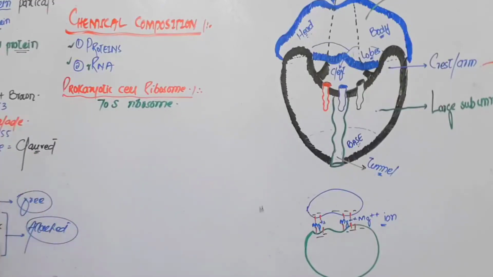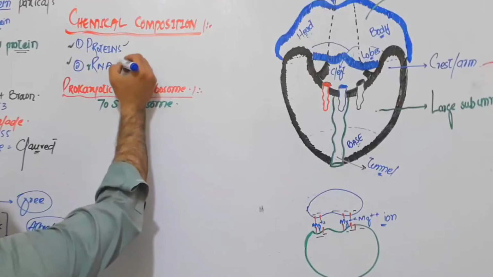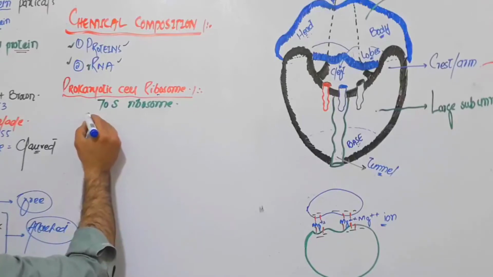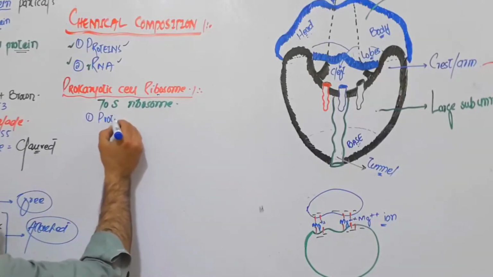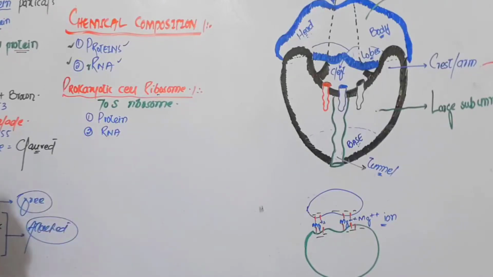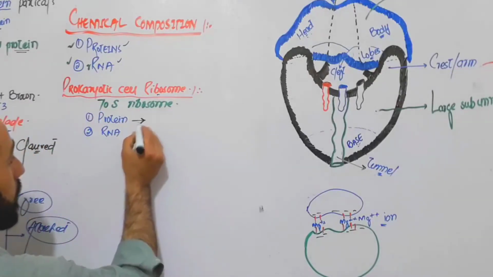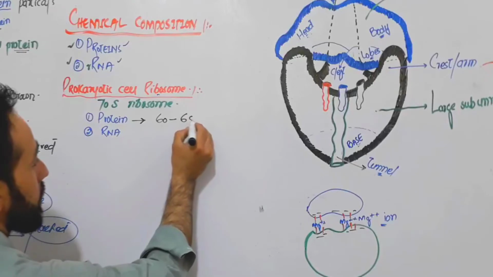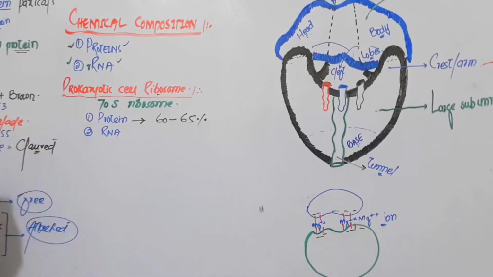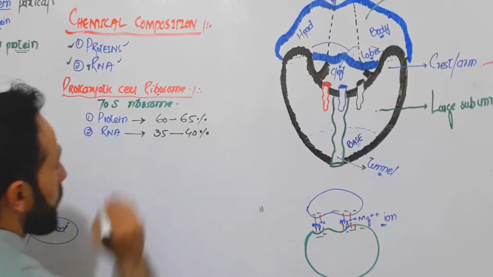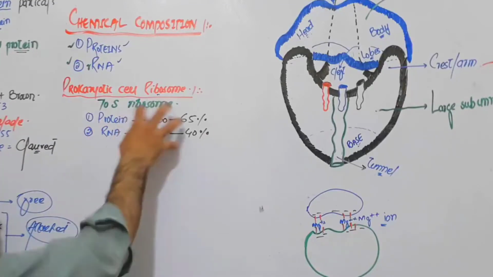Done. And this 70S, you know, has one large subunit and one small subunit. Other than this, you know that this ribosome is made up of protein and RNA, right? So what is the percentage of proteins? We should know this. And what is the percentage of RNA? We should also know this. So in a 70S ribosome, the percentage of protein we should know as 60 to 65%, and 35 to 40% is RNA. Done. This is the general composition.